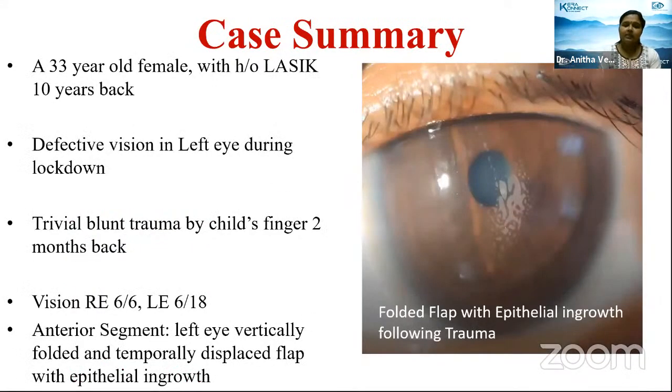My patient is a 33-year-old female with a history of LASIK done 10 years back. She presented during the lockdown period with defective vision in the left eye, and her vision was 6/18. She gave a history of a trivial blunt trauma by a child's fingers. On examination, her left eye revealed a vertically folded and temporally displaced flap with epithelial ingrowth involving the visual axis.